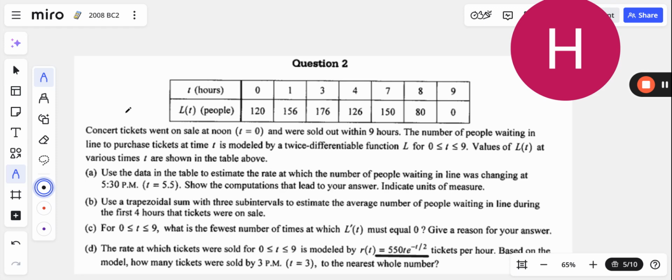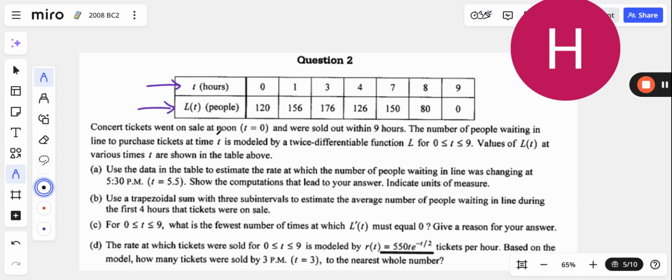Now, looking at this chart, let's see what we got here. We're keeping track of the number of people after t hours. So over time, we're keeping track of some people. What kind of people? We have concert tickets that went on sale at noon. And they were sold out within 9 hours.